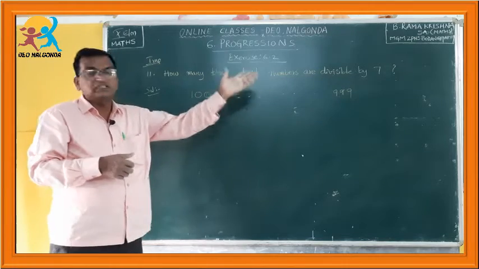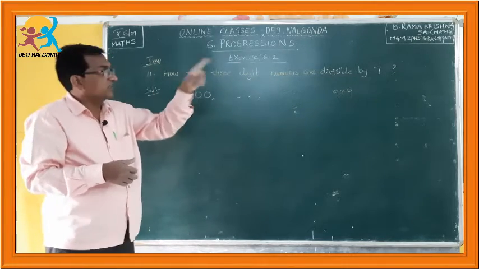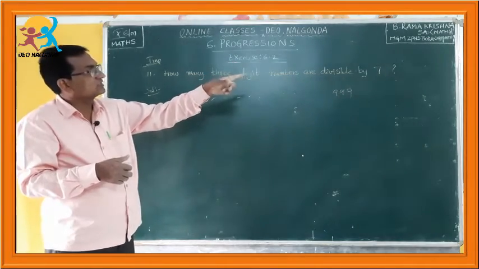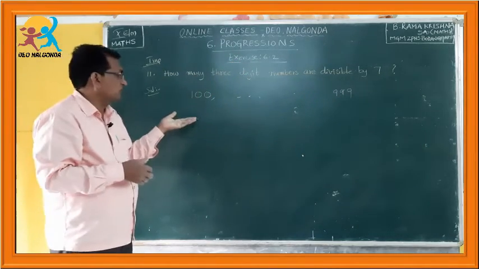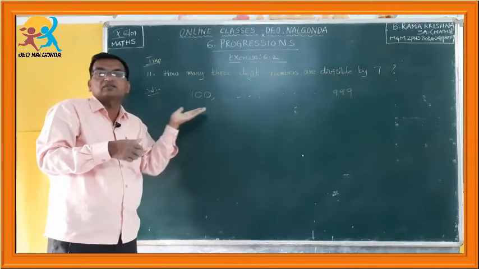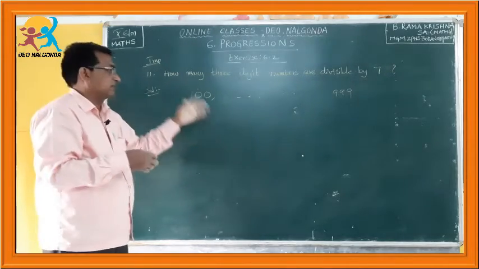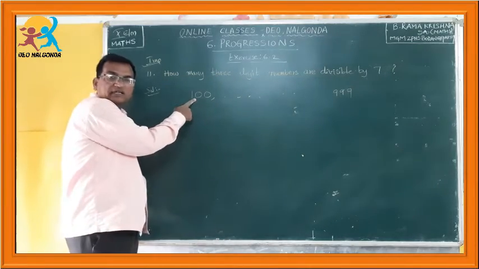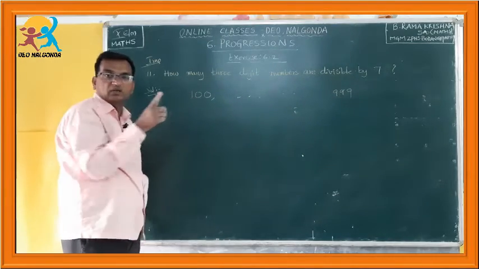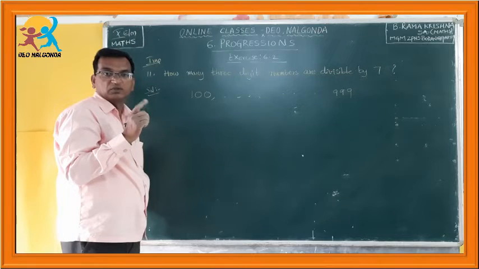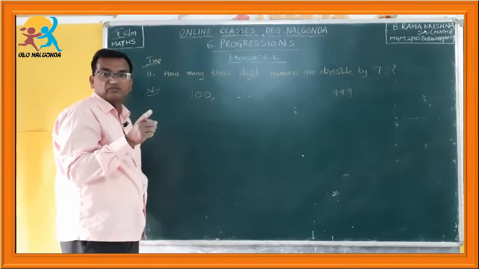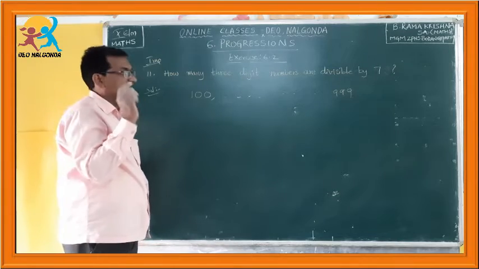So, out of these 3-digit numbers, if he asks us to find the total numbers which are divisible by 7, you have to list out the numbers which are divisible by 7. So, I am trying to list out the numbers which are divisible by 7. First one is 100. Is 100 divisible by 7? No. 101? No. 102? No. 103? No. 104? No. And 105?